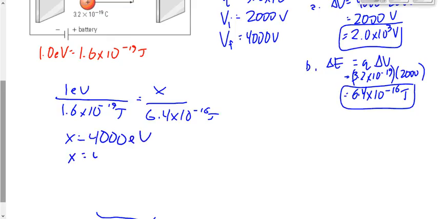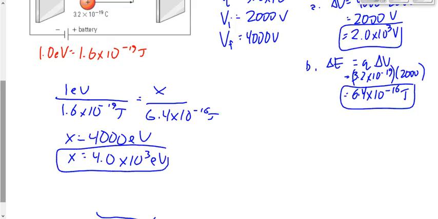Which technically should be rounded to 2 digits: 4.0 times 10 to the 3 electron volts. Listen, electron volts is a unit of energy just like joules is. It's just a different unit of energy, that's all.